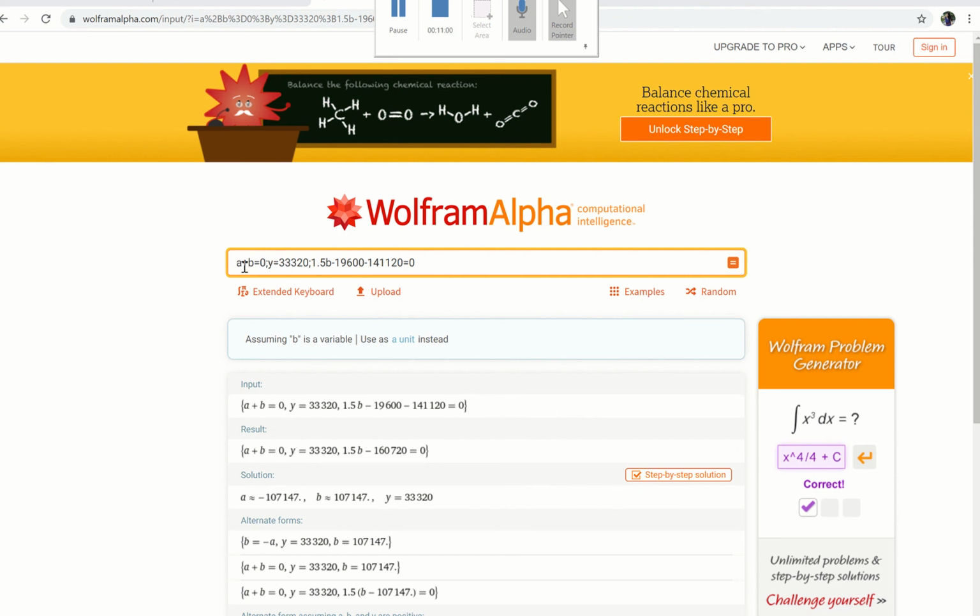We put those equations here, AX plus BX. So I'm using a and b to represent AX and BX. And for AY, since I cannot use two letters to define a variable, I cannot use AY, so I'm just going to use y. I will make a note, say y means AY. So y equal to this value. Then the third equation is 1.5 times BX minus 19,600, etc. So then go ahead and solve. We have our answer here.